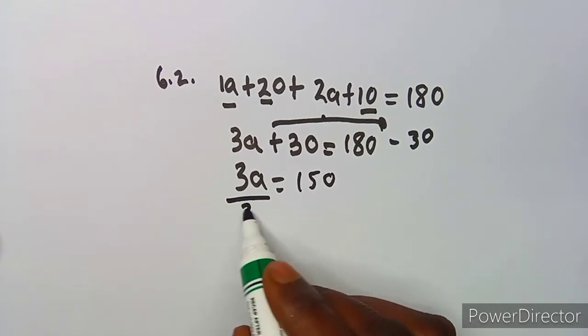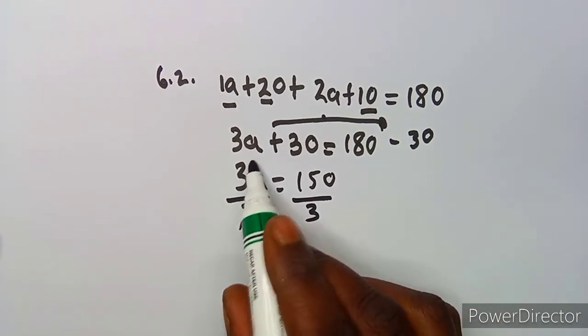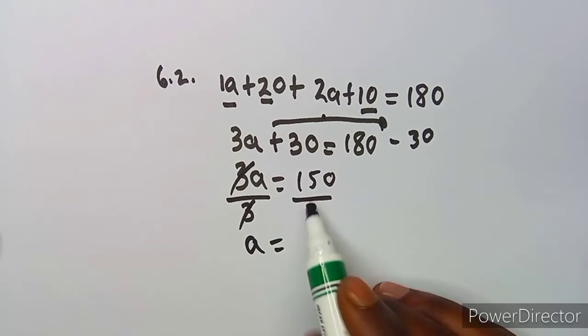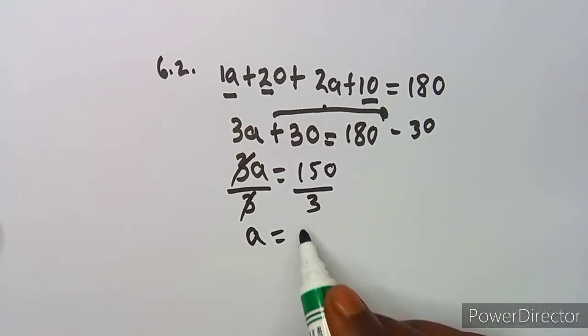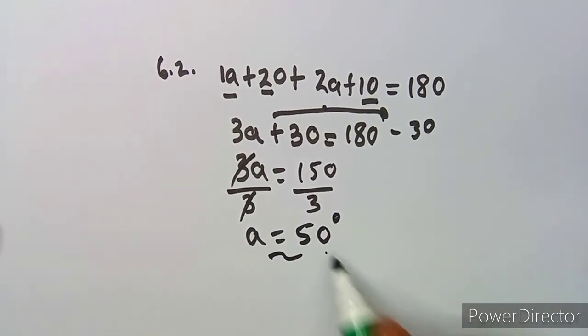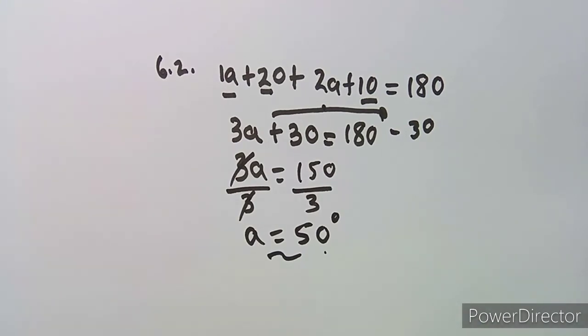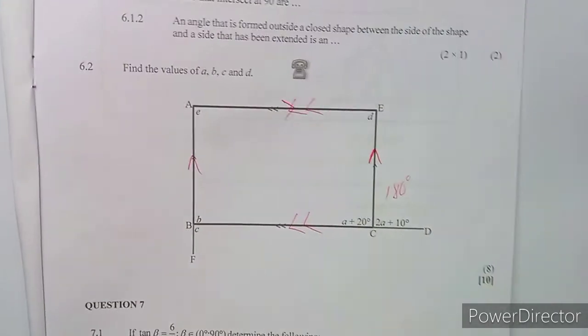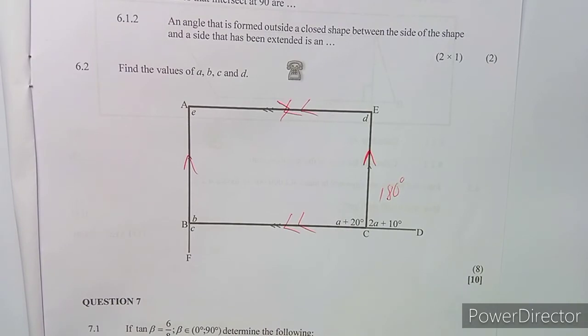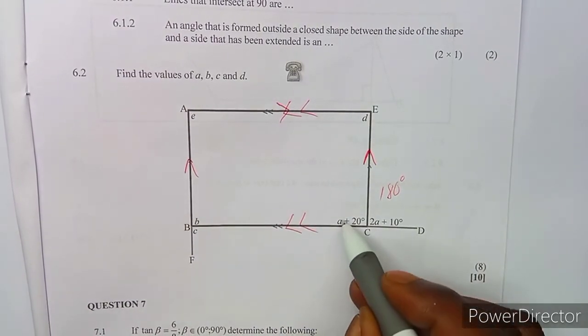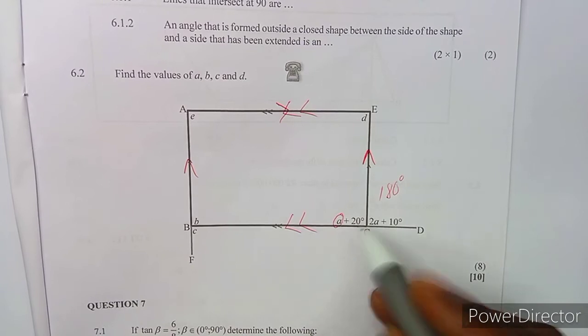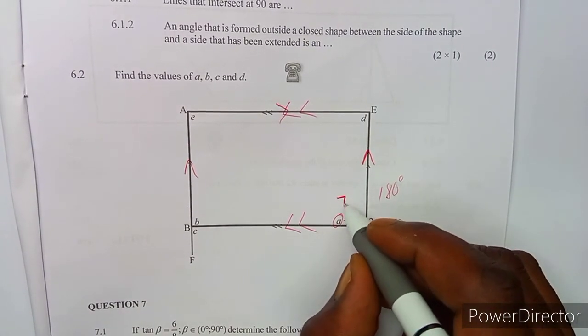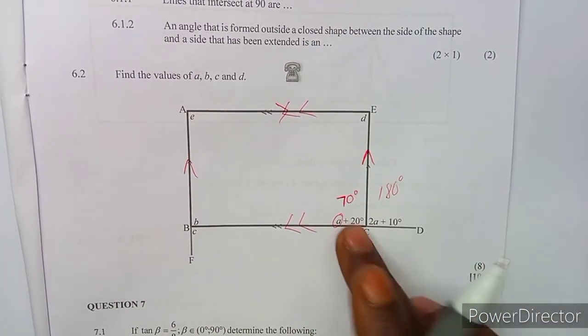So to obtain A, you can just divide by 3. So your A is going to give you something like 50 degrees. So A is 50. So if A is 50, what does it mean, guys? It means this part here you can actually substitute because your A is 50. So 50 plus 20, which means you're going to obtain 70 degrees. So this angle is 70.